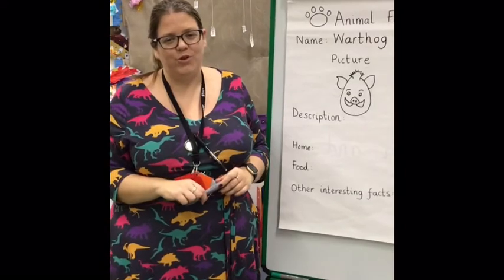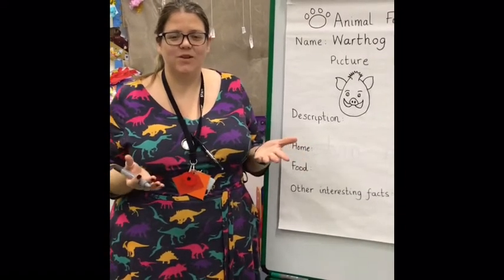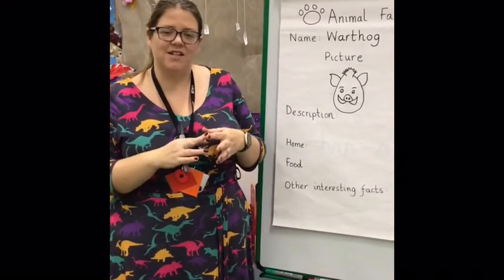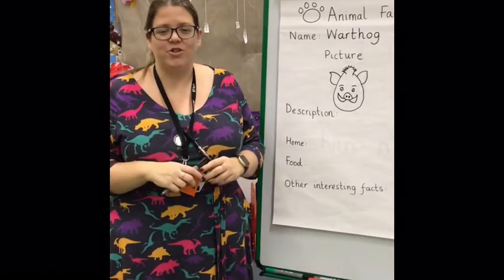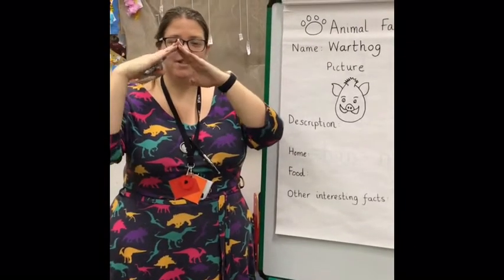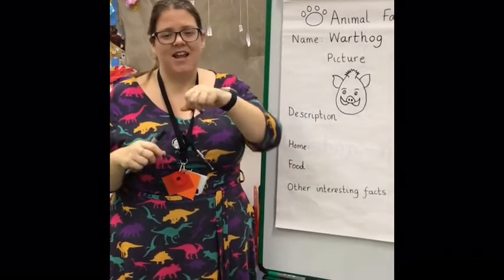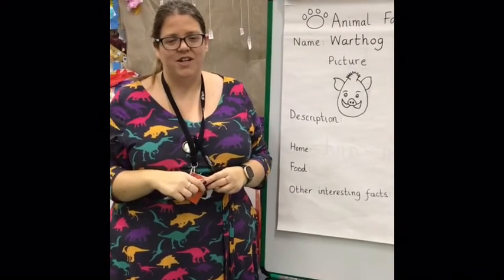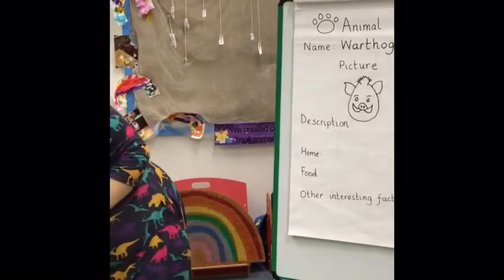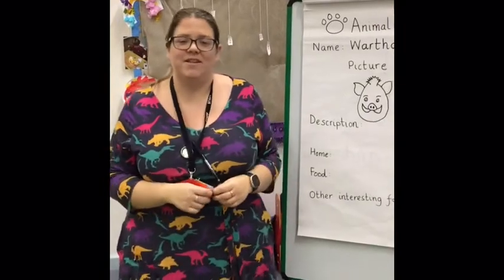Okay, so now I've drawn my picture of my warthog, we are going to write a description of my warthog. So remember, when we're writing sentences, we need to count how many words are in our sentence to help us to remember what we're trying to write. We need to use a capital letter to start our sentence and end it with a full stop so we know we finished. So I'm going to put my pen down a second while we just count the words that are going to be in my sentence.